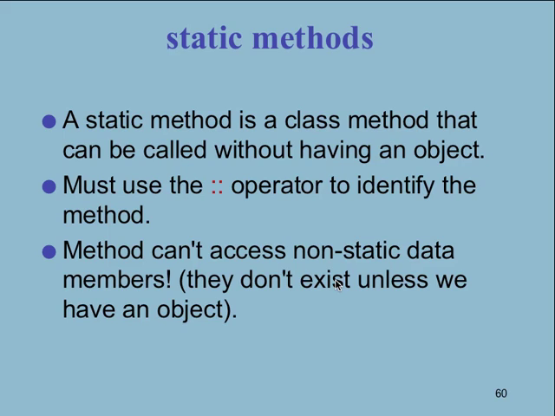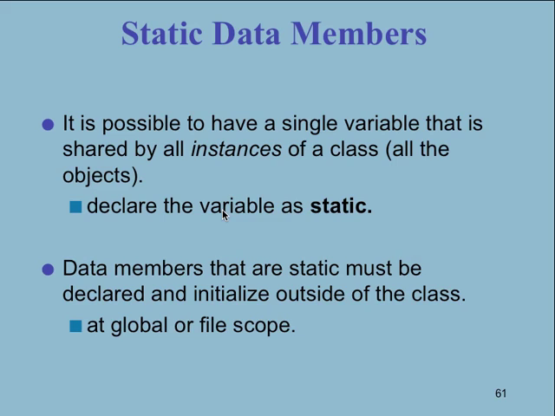Looked at static methods today as well. The static method is a class method that can be called without having an object created. So it's running from the class implementation. And you use the scope resolution operator to identify the method that you want to run. And you can't access non-static data members from static members. It doesn't exist until you actually make an object, so you can't really access it if it's not there.